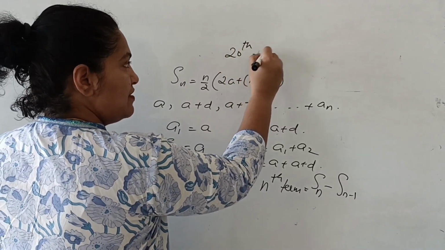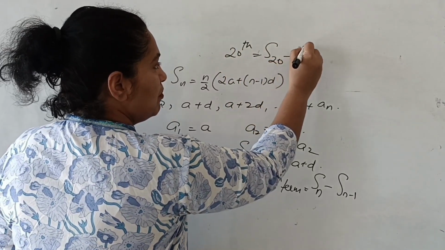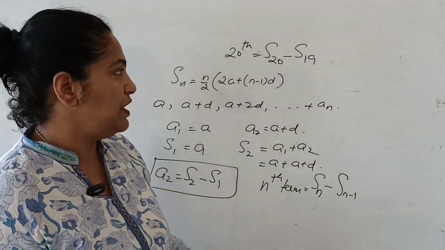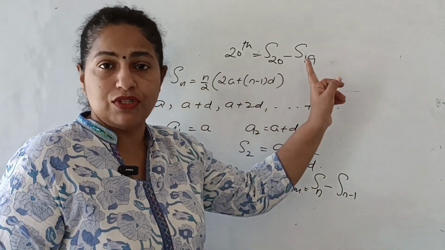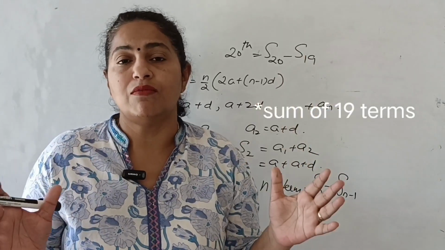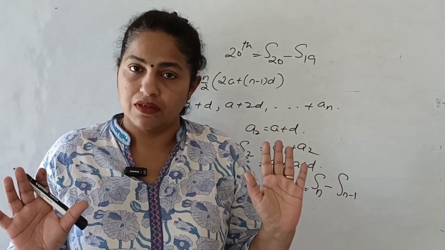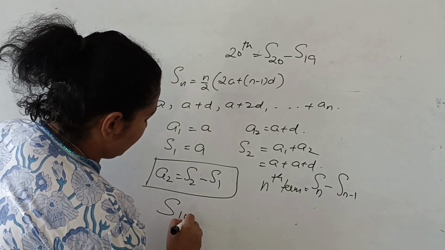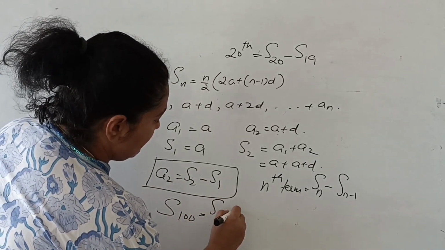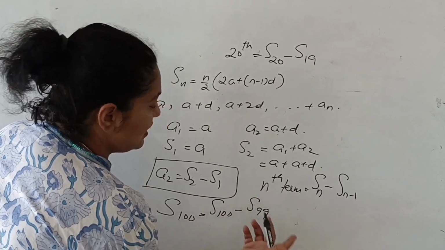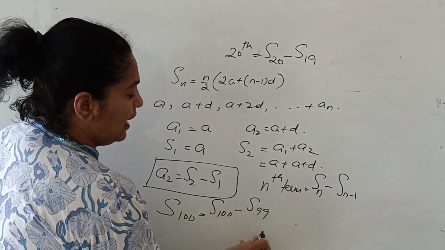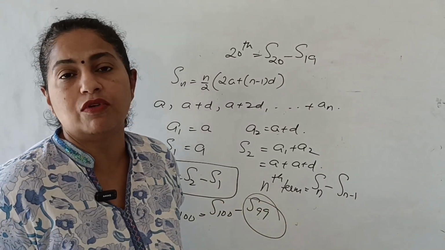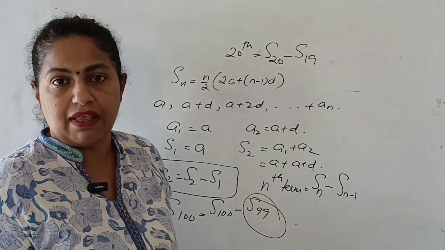The 20th term of an AP is the sum of 20 terms minus the sum of 19 terms. Because when you add the 20th term to the sum of 19 terms, we get the sum of 20 terms, right? Correct. Similarly, suppose you are having S100. This is S100 minus S99. The reason being, if you add the 100th term to the sum of the 99 terms, you get the sum of 100 terms. Basic logic.